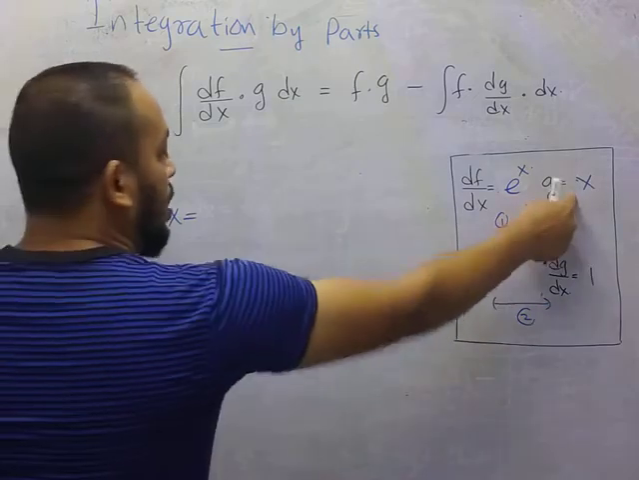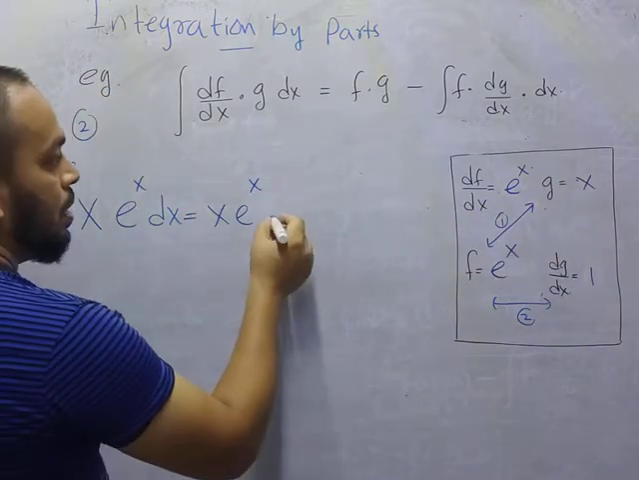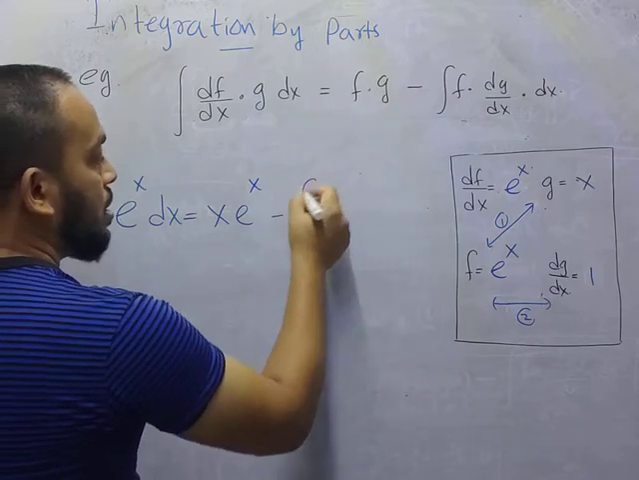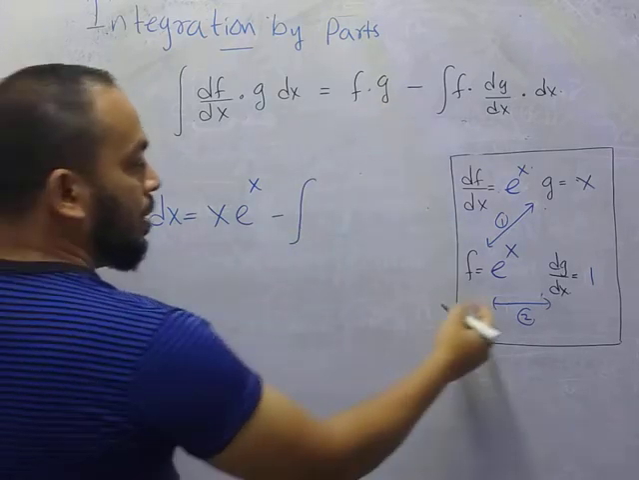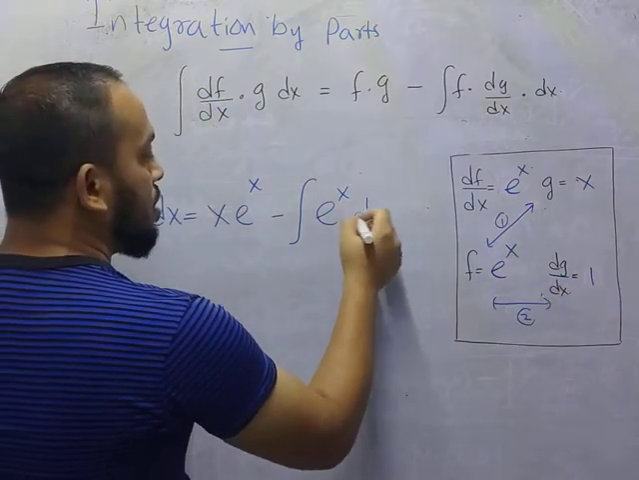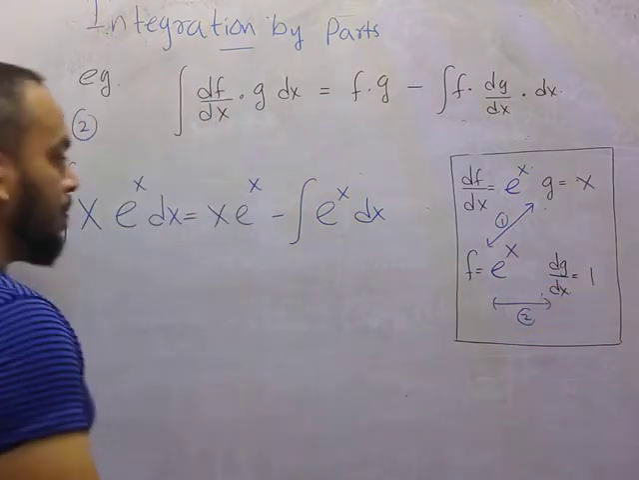First you have to get the product. So the product is x into e to the power of x. Then you put minus sign. See, first product, then put minus sign. Then f into 1. So that is only e to the x, because when you multiply e to the x by 1, it's just e to the x back.